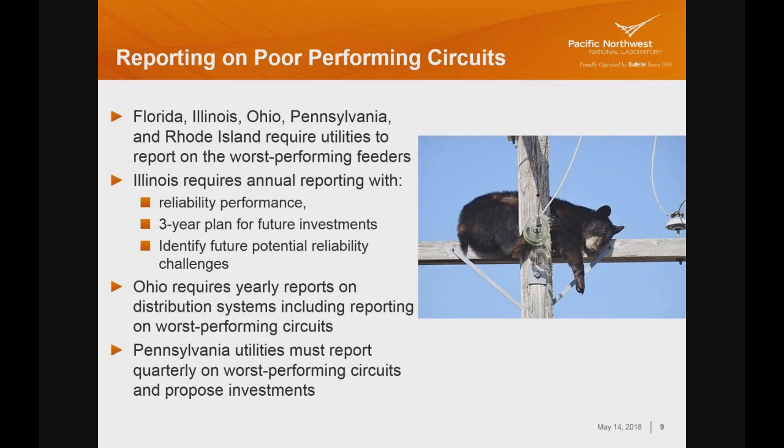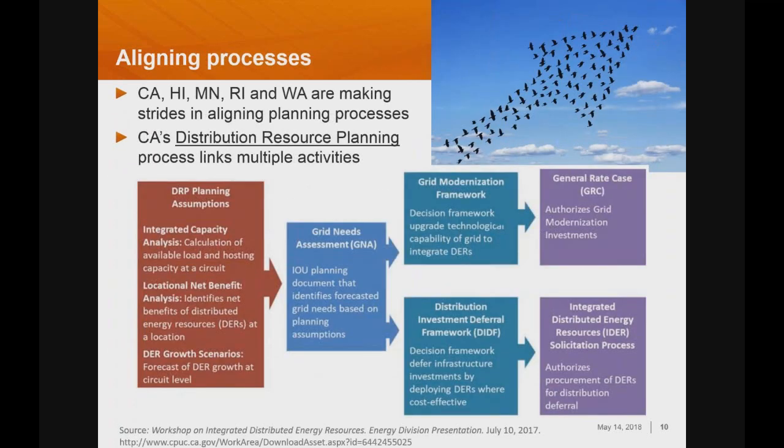here, but states like Florida, Illinois, Ohio, Pennsylvania, and Rhode Island are requiring utilities to report on the worst performing feeders. So Illinois requires annual reporting with reliability, performance, 3-year plans for future investments, and then to identify potential challenge areas in the future. Ohio also requires reports, and Pennsylvania utilities must report quarterly on the worst performing circuits and then propose investments. So bringing all this together, how are states aligning processes?